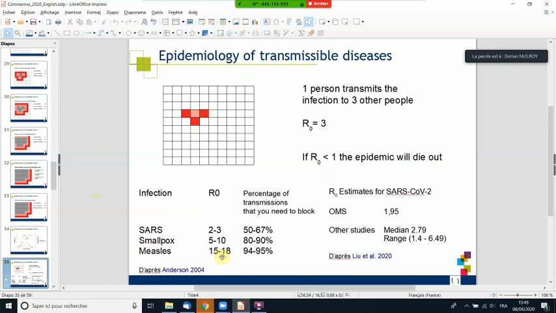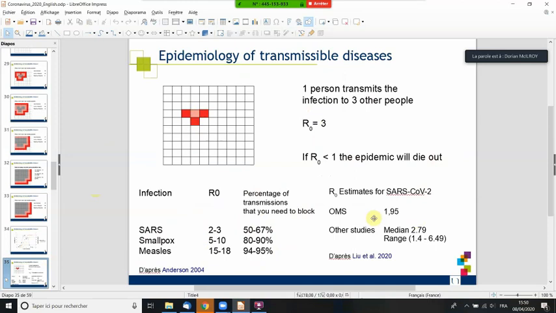So that means that to control the SARS outbreak in 2002-2003, you just needed to prevent half or two-thirds of the transmission events. You don't have to block everything. Whereas for measles, this is practically impossible to contain. You have to be able to prevent at least 95% of transmission events. So it's impossible, right? This is why for measles, you have to vaccinate to contain this virus. There's no other way.